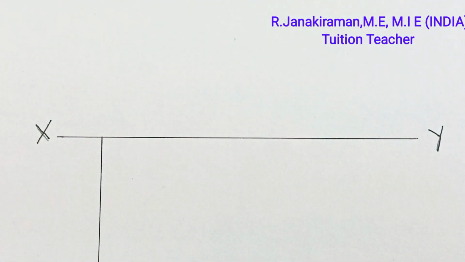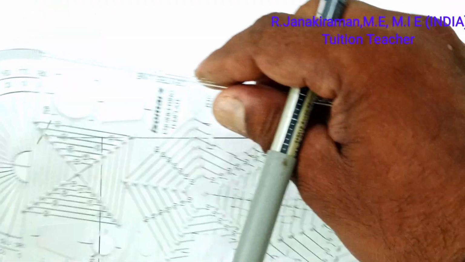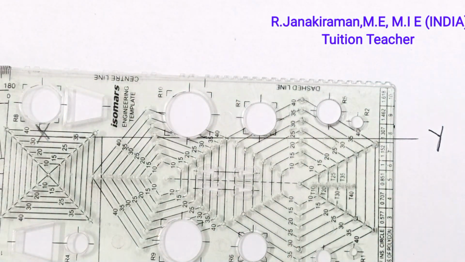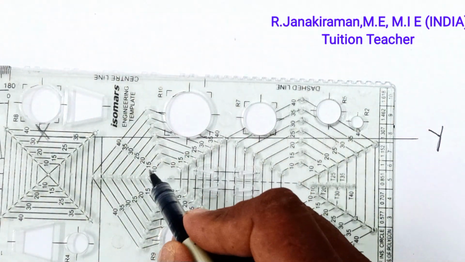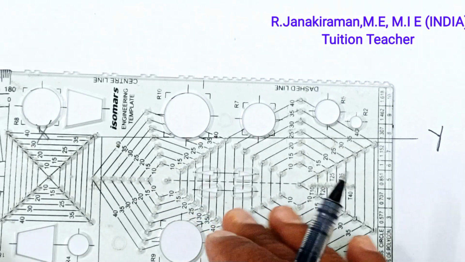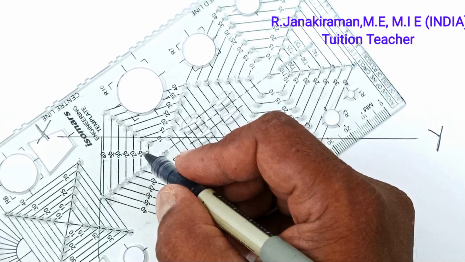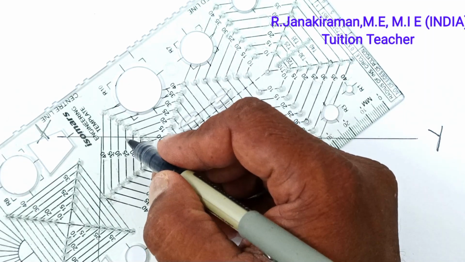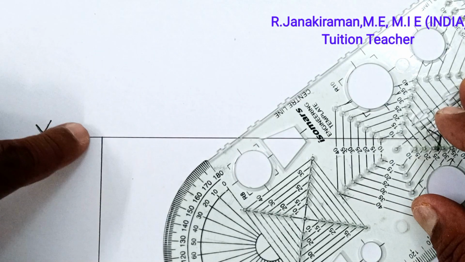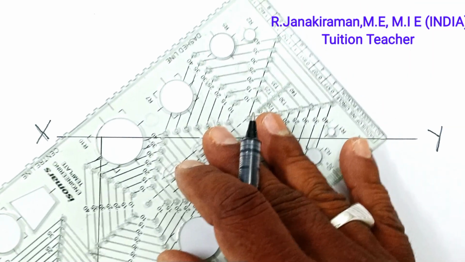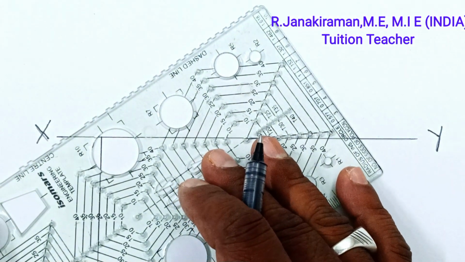Okay. Now take your engineering template, and this is the pentagon part. This is the pentagon part of side 25 mm. We're going to draw it. So adjust your template, turn your template so that any one side of your 25 mm pentagon should coincide with this vertical line. Adjust your template below the XY line.